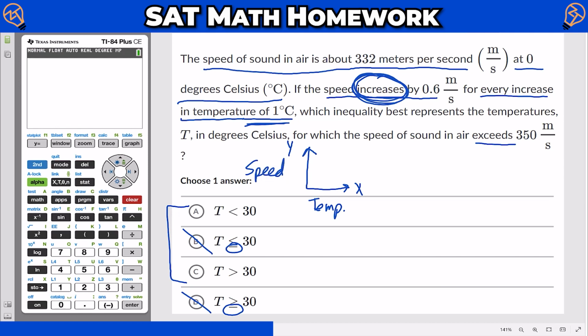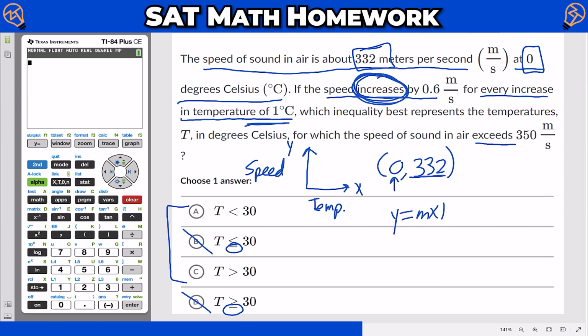So we could look at this as an ordered pair. Initially, when they said 332 for when 0 degrees Celsius occurs, that ordered pair would be 0 for the temperature, comma, 332 for the speed, in case you were unsure whether the X or the Y would have been the 0 and vice versa for the 332. Now we have an ordered pair there. More specifically, that ordered pair is the y-intercept, because the y-intercept occurs when x is 0. So in y equals mx plus b, we now have the y-intercept is 332.